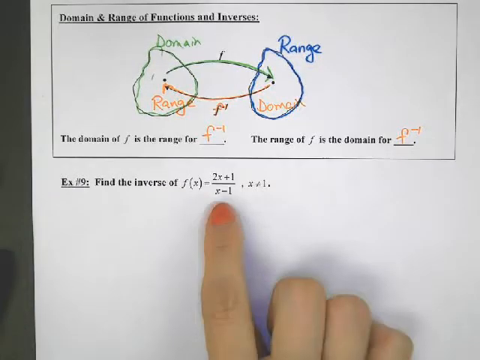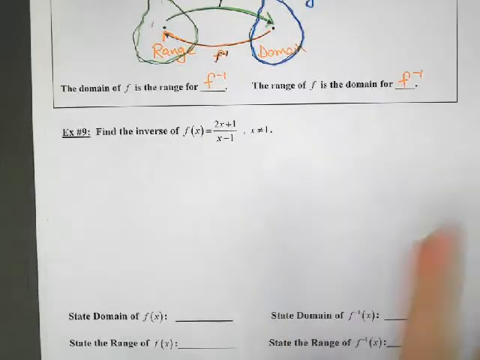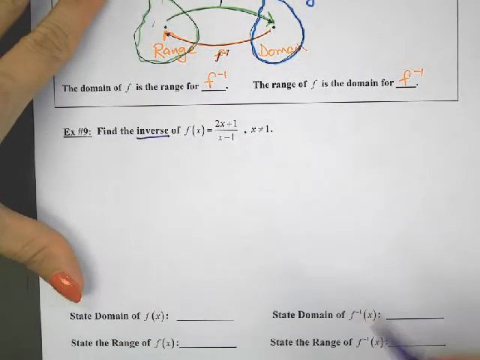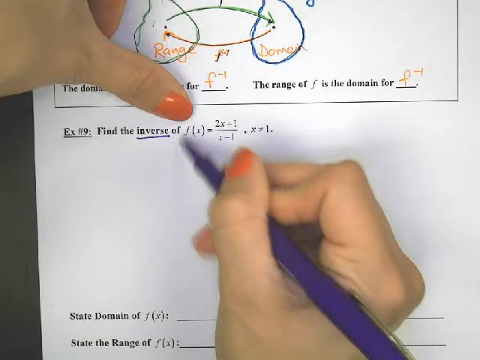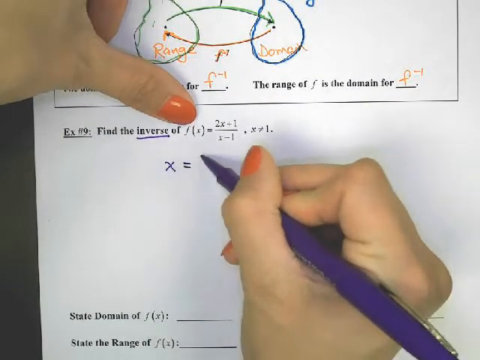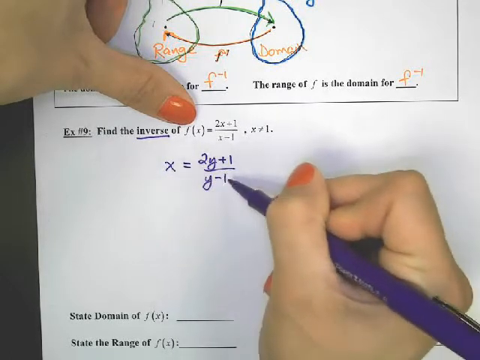Okay, let's find the inverse of this guy. I know we've done one like this before, but it's really important that we do it again because this is the one that people struggle with a little bit. So to find an inverse, step one, let's switch x and y. This f of x, that's a really fancy y, so that will become x equals 2y plus 1 over y minus 1.